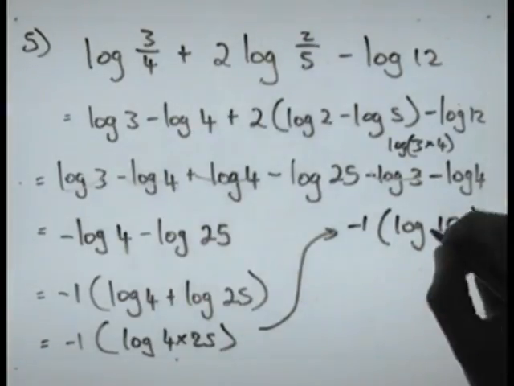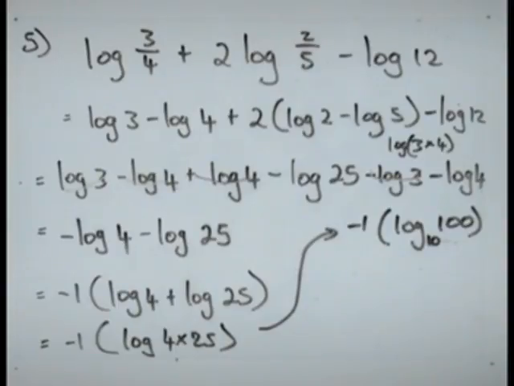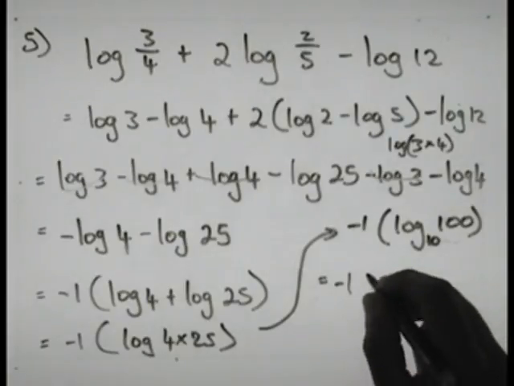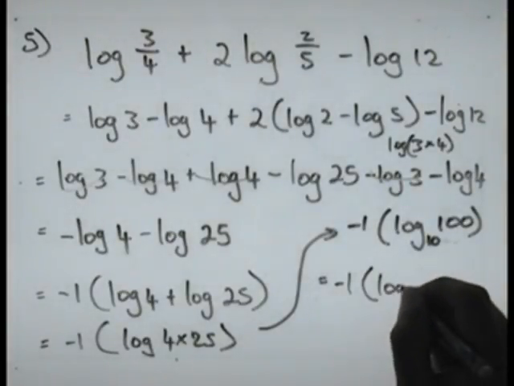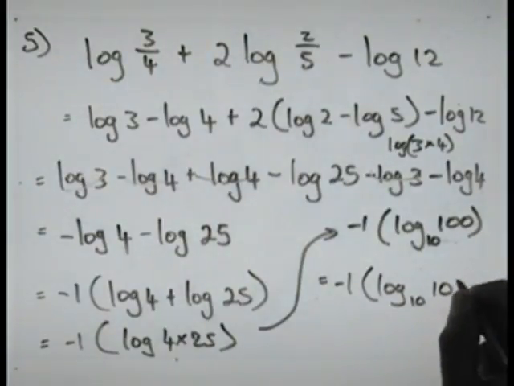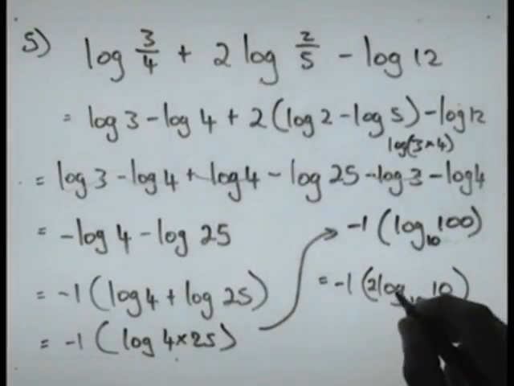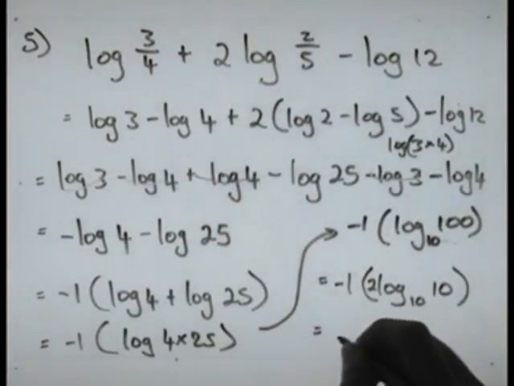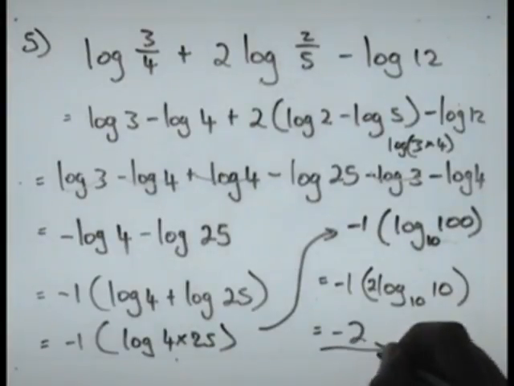Alright, now remember that there's a base of 10. There's that imaginary base of 10 there. That's going to give me minus 1 times log base 10 of 100. 100 is the same as 10 squared, so let's take that 2 out. Log base a of a, log base 10 of 10, are all equal to 1. 1 times 2 is 2, times negative 1 is negative 2.